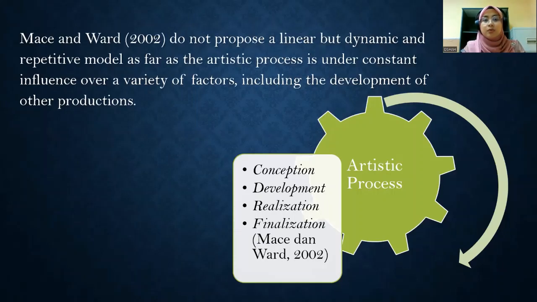As in Words 2002, they do not propose a linear but a dynamic and repetitive model, as the artistic process is under constant influence of a variety of factors, including the development of other production. For the artistic process, Men's and Word say that it will have four phases: conception, development, realization, and finalization, which is you make the concept, realize it, and it comes with the finalization of the product.